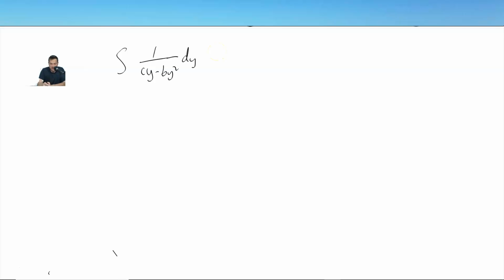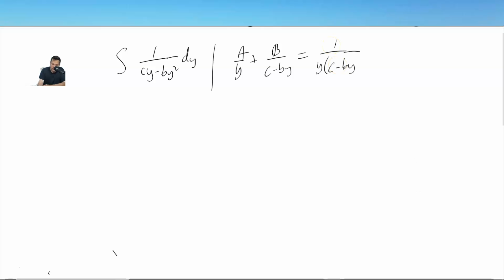So first we need to break this up. Let me work that out as a first step. I need A over y plus B over (c − by), and I need that to be equal to the factored form in the bottom there, so that looks like 1 over y times (c − by). So we're beginning with this, partial fractions.